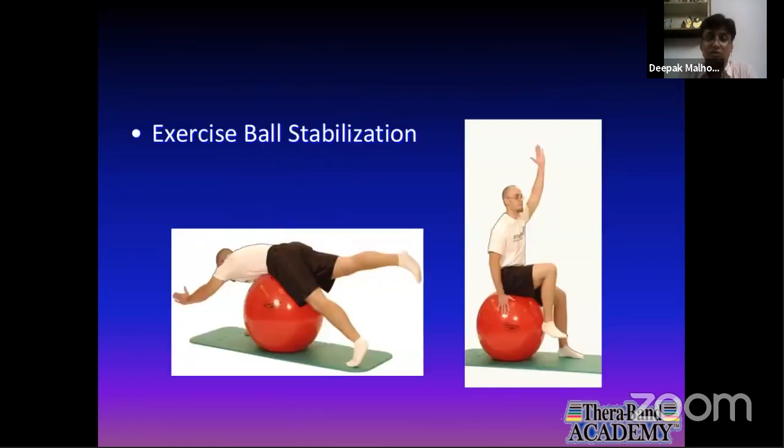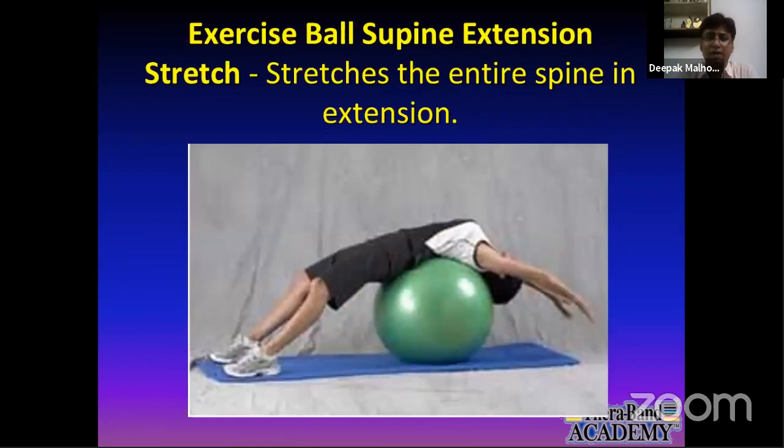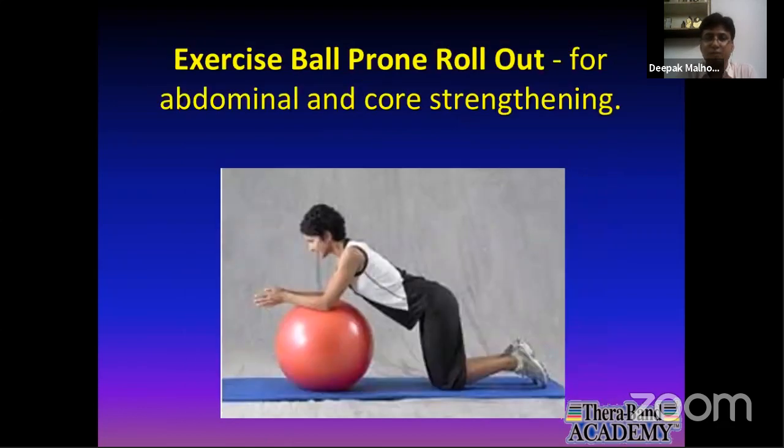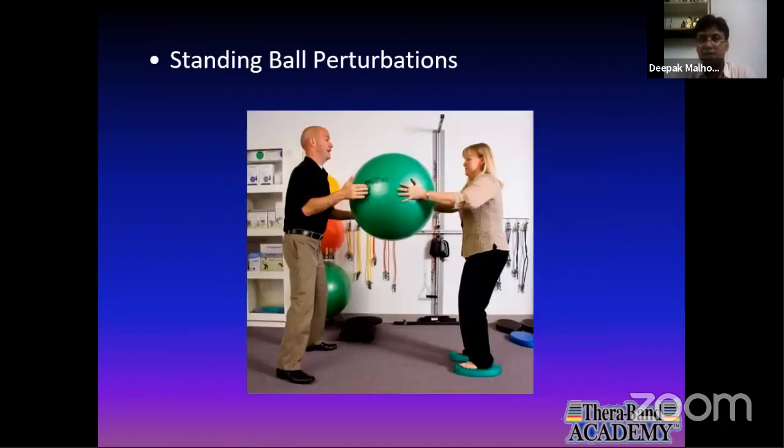For core stabilization, you can use the ball for core stabilization. There are so many exercises. Because of paucity of time, I cannot mention all of them. Then exercise ball prone shoulder flexion for core stabilization and scapular strengthening. Exercise ball supine extension stretch, it stretches the entire spine in extension. Exercise ball prone rollout for abdominal core strengthening, and prone bridge for core stabilization as well as closed chain shoulder stabilization.